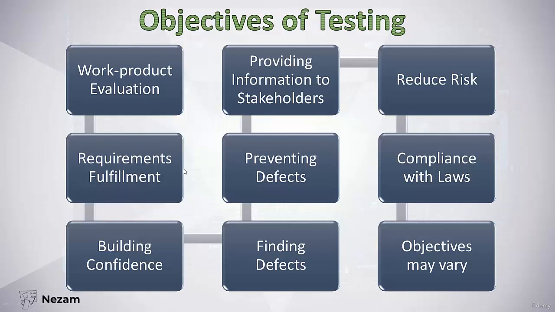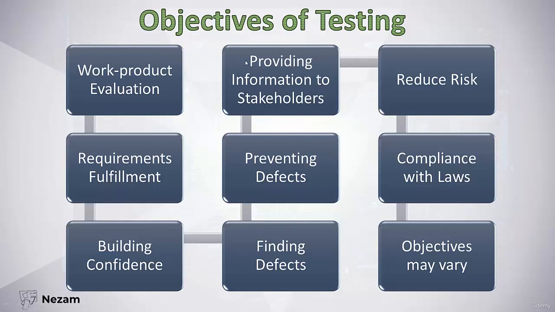We ensure requirements fulfillment. We ensure that our software fulfills the requirements of the client. We build confidence inside our components. We need to make sure that our components and systems are good enough. Of course, we try to find defects and we try to prevent defects by early testing. If we begin testing early, especially static testing, that will prevent defects from occurring late in the life cycle.